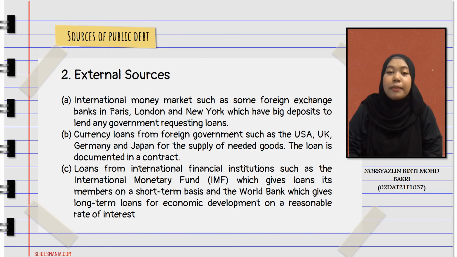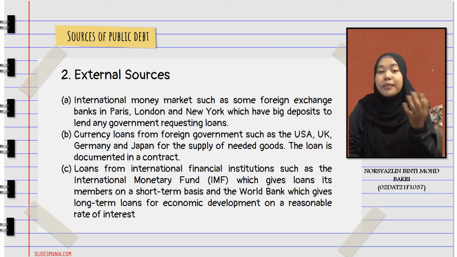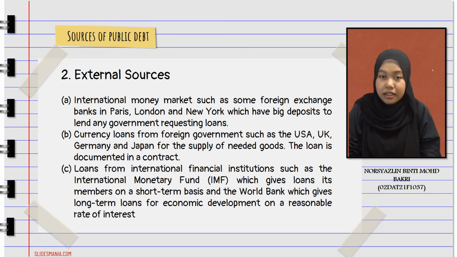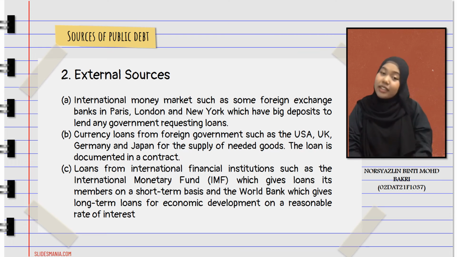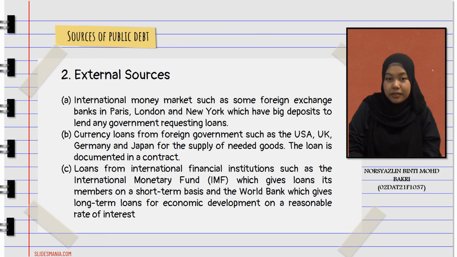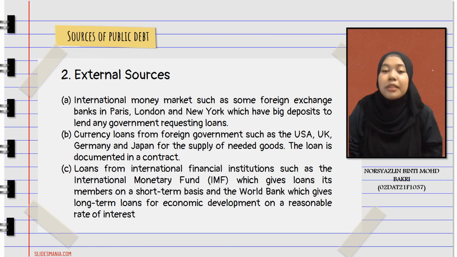Sources of public debts: external sources. International money markets, such as some foreign exchange banks in Paris, London and New York, which have big deposits to lend to any government requesting loans. Loans from foreign governments such as the USA, UK, Germany and Japan, for the supply of needed goods. The loan is documented in a contract.